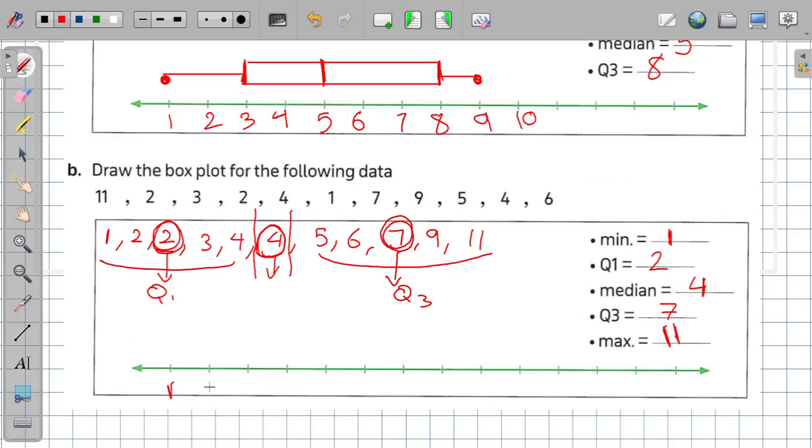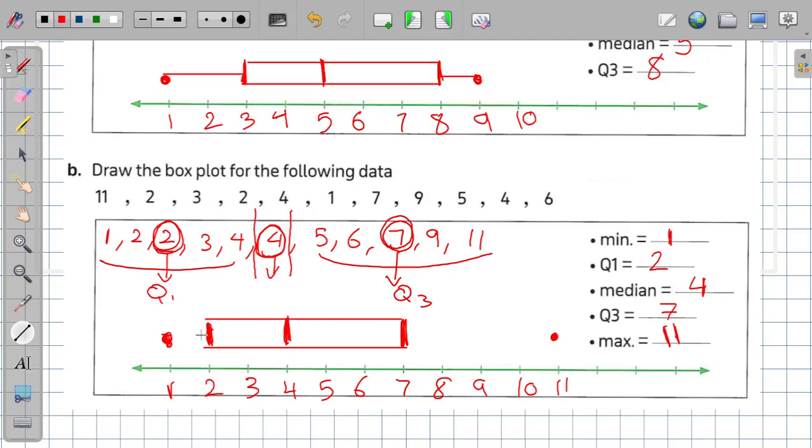So I have 1, 2, 3, 4, 5, 6, 7, 8, 9, 10, 11. I have a point at 1 because it's the minimum value. Next, I have Q1 equals 2, so I will draw a line at 2. Next, I have the median equals 4, so I will draw another line at 4. Next, I have Q3 equals 7, so I will draw another line at 7. And the maximum value is 11, so I will draw a point at 11. After that, we connect them together with lines. So I have the box plot like that.